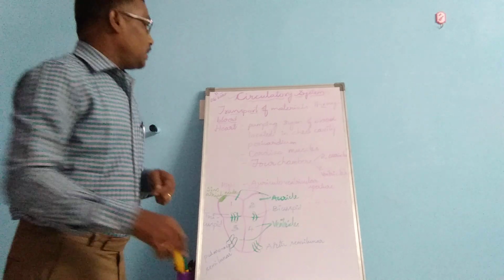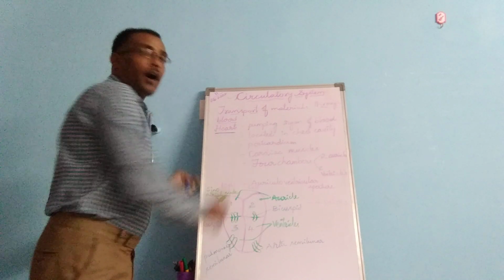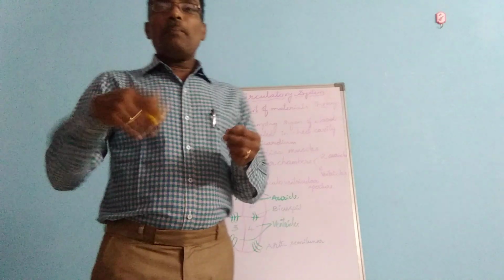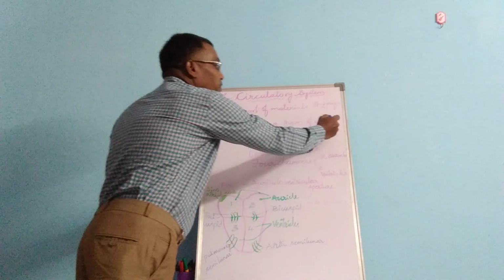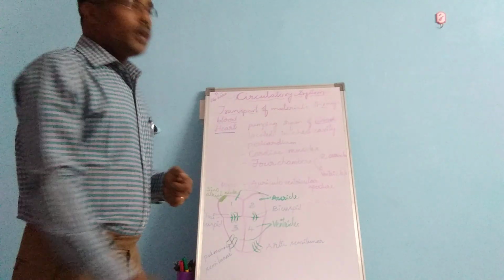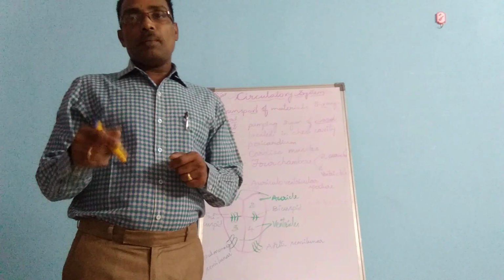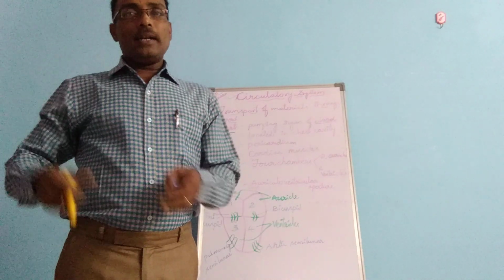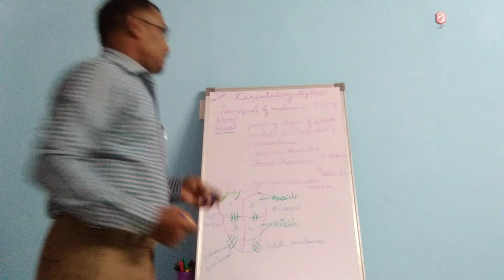For transportation of the materials, one organ helps in our body. Which organ is that? That organ is our heart. Our heart is the pumping organ of the blood. The blood will be pumped in our body by the heart. When the heart pumps the blood, through that blood the transportation of materials can take place.